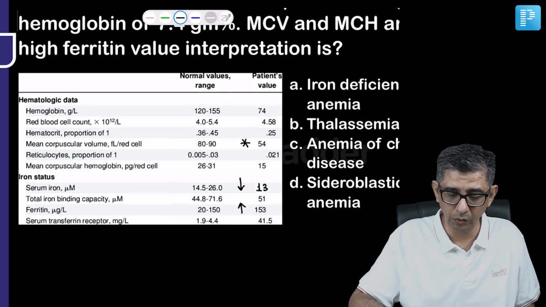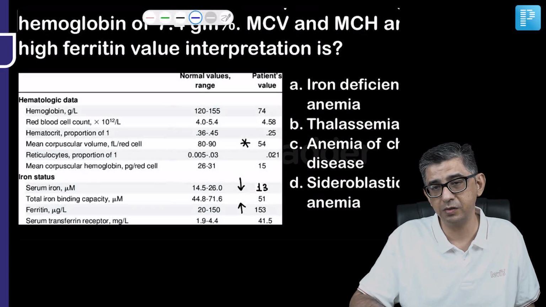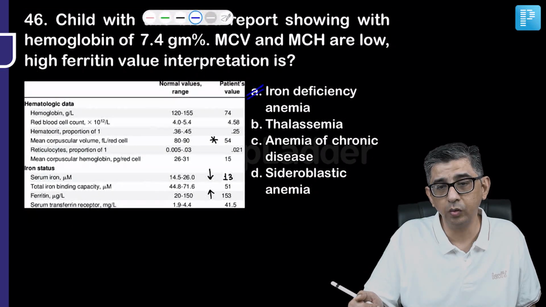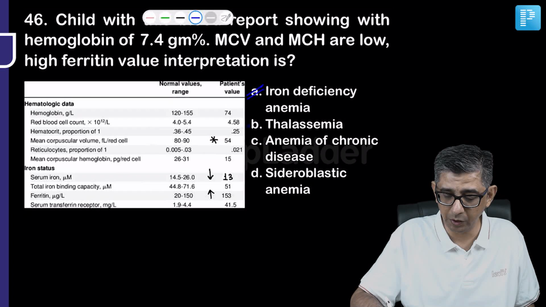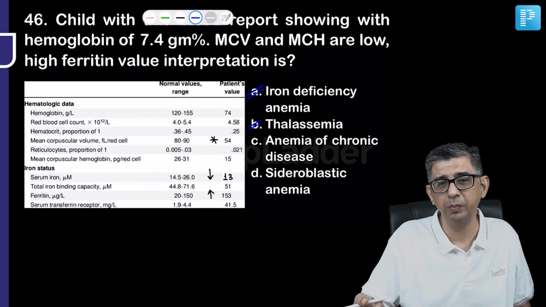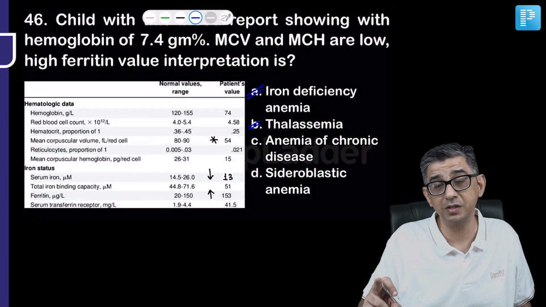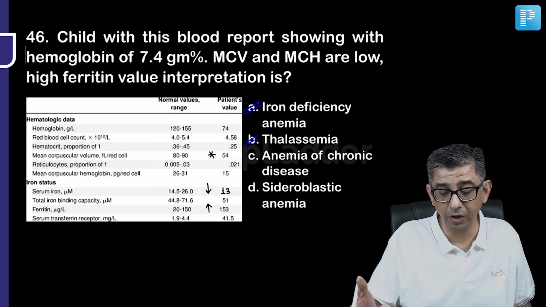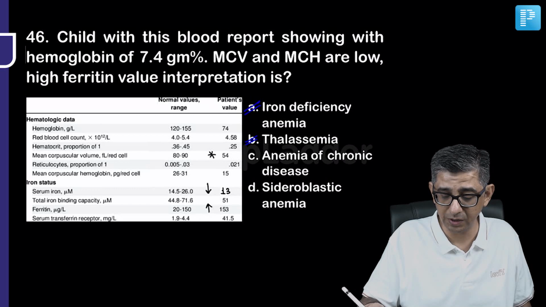So I can easily rule out iron deficiency anemia because ferritin values would be lower in iron deficiency anemia. I can rule out thalassemia because ferritin would either be normal or grossly elevated in these patients if there is a secondary hemochromatosis. Then there's no history of blood transfusion also described in the question.